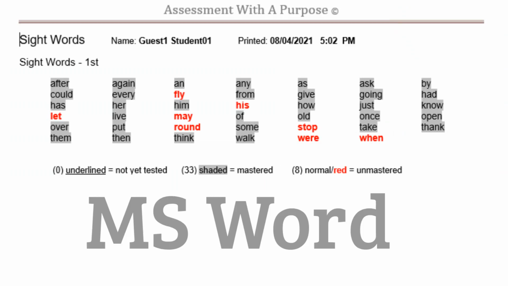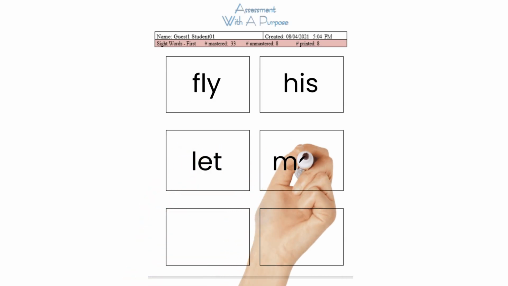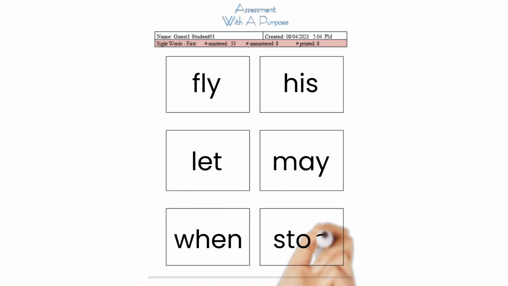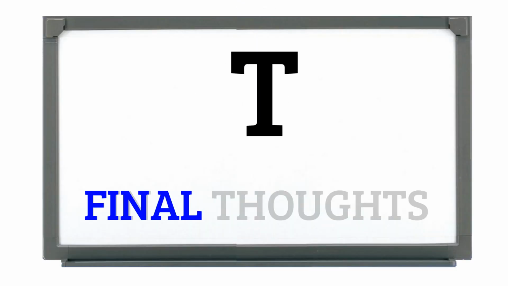Here we see the assessment report as displayed in Microsoft Word. It shows each test item's results as indicated: not yet tested, mastered, or unmastered. And finally, flashcards. When printing out flashcards, only test items that have not been mastered are printed.